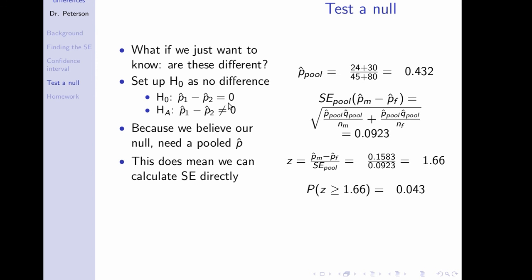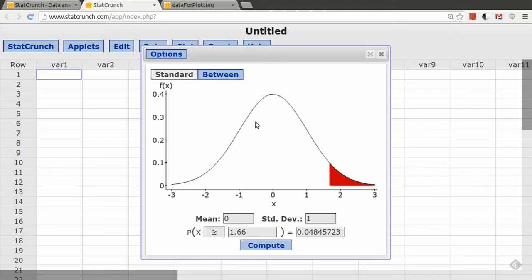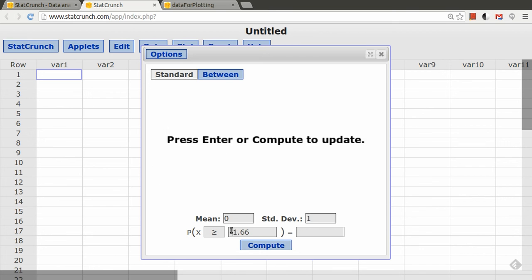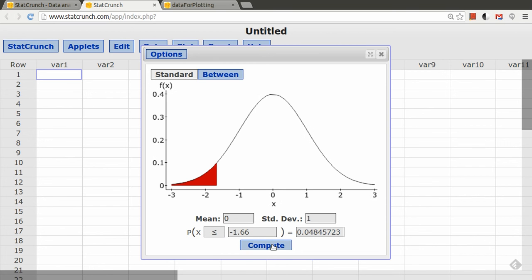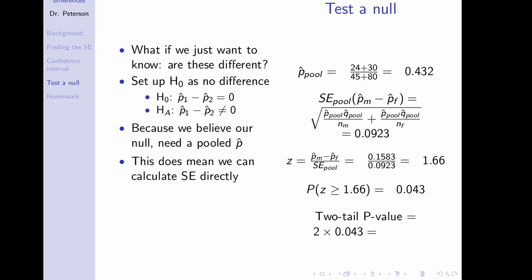However, because we had an alternative hypothesis of not equal to, rather than just greater, we also need to double that to get our two-tailed p-value. So that is, on StatCrunch, we need to have the red here, as well as the red for negative 1.66. So the same value here to get that tail included there because it's symmetrical. So we double our p-value to get 0.086.